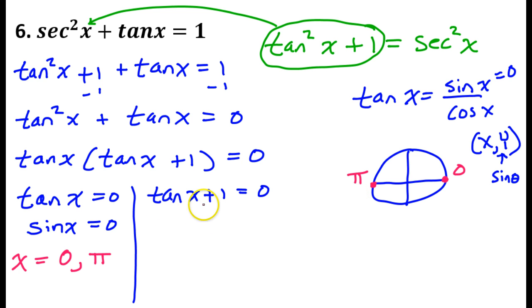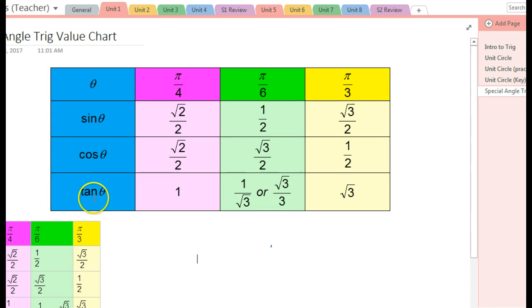Now, moving on to tangent x plus 1. If I go solving this for tangent x, I'm going to subtract 1 from both sides. So I'm going to have tangent x is equal to -1. So where is the tangent equal to -1? I'm hoping that you've memorized by now certainly everything on this chart, including the fact that tangent is going to equal +1 at pi over 4.